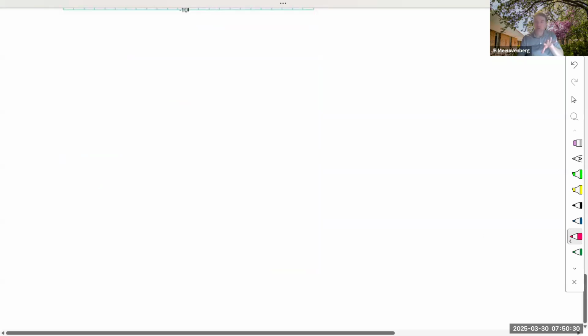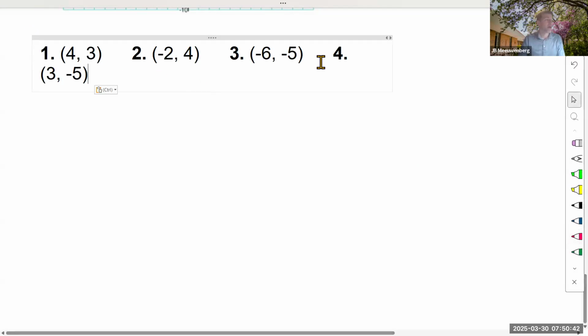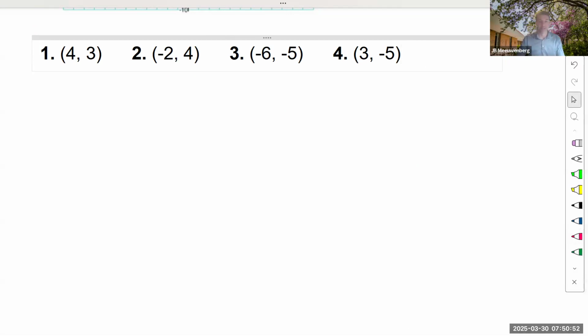Now to give another job for you, I am going to put 4 points, 4 coordinates here, and your job is to graph them using whatever method you want. If you want to sketch a graph or print some of those out that I showed you earlier, plot these points on the graph, and then also indicate which quadrant that they are in. So go ahead and take a moment to do that.